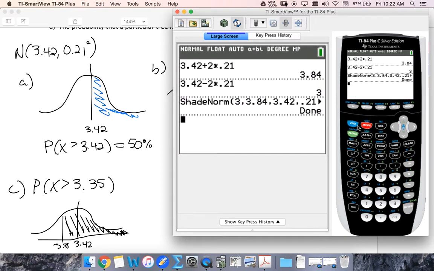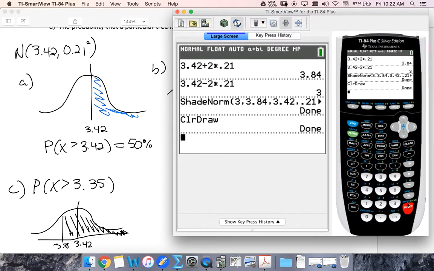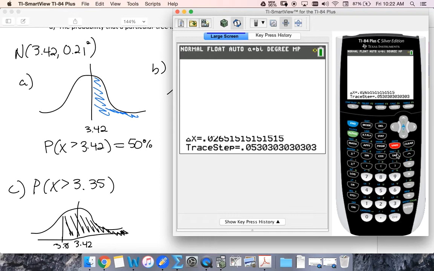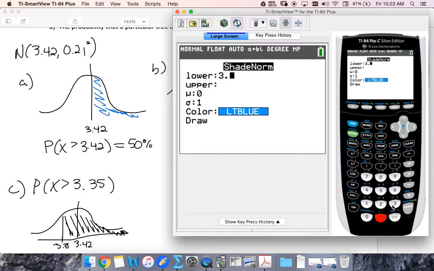Let's go back to the drawing and clear out the drawing. Okay, let's go to my window and make my y higher this time. So I'm going to go up to 1. And now let's come back to my drawing. 3.35 is my minimum. My maximum, I'm going to say 1 times 10 raised to the 99 power. I just want a really big number. 3.42, 0.21.